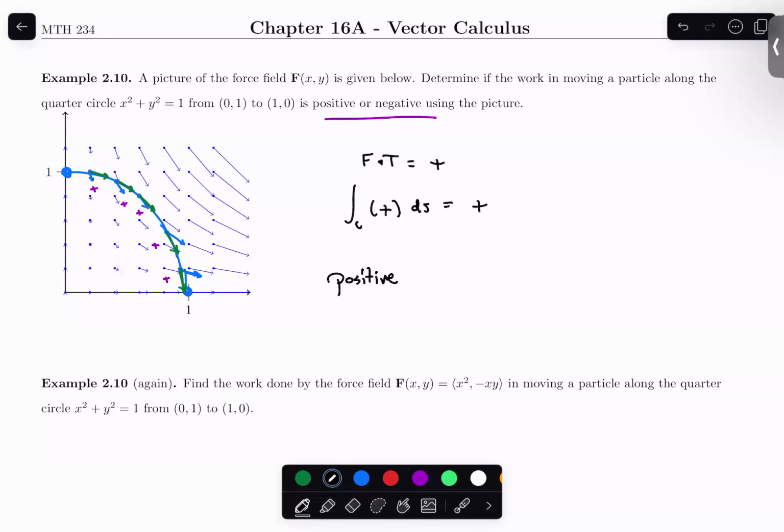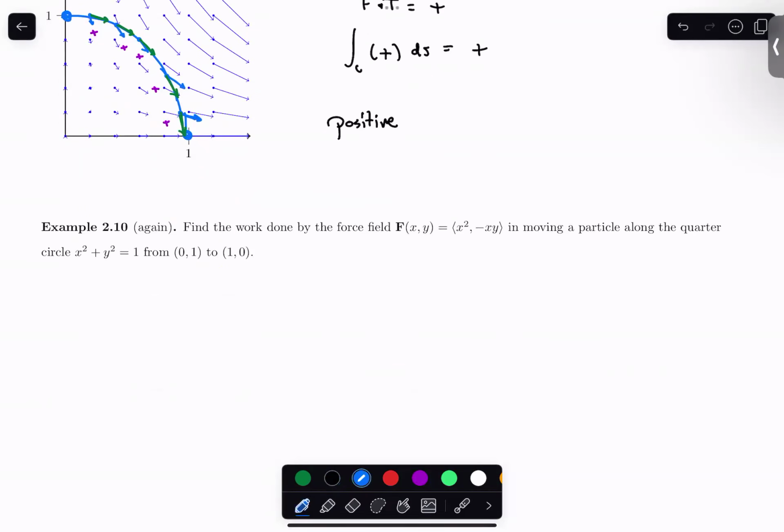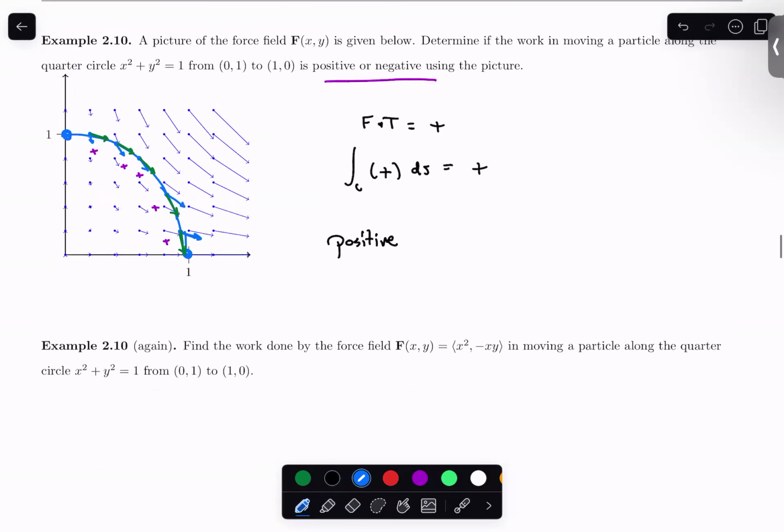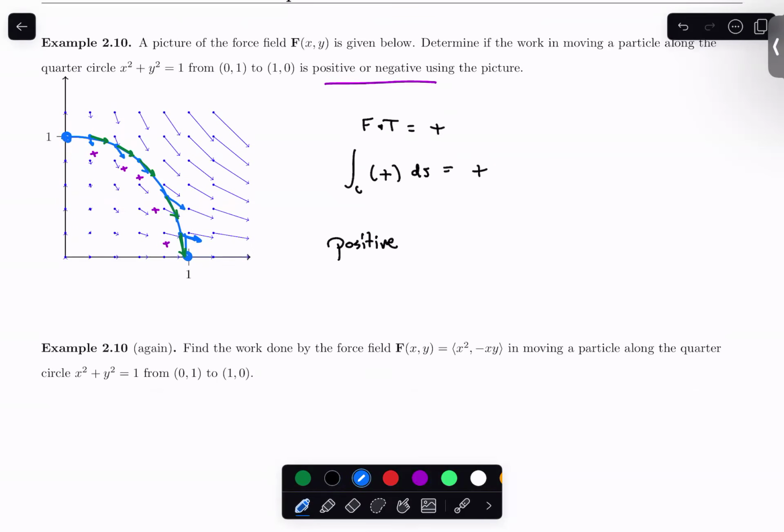So this is the equation that helped me generate this picture here. I'm moving a particle along this quarter circle from 0, 1 to 1, 0. Oh, sorry, question. Sorry, one more time. Does the length of the vector matter? Yes.